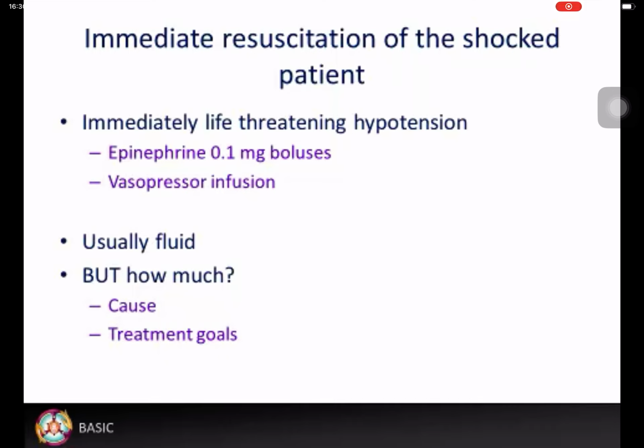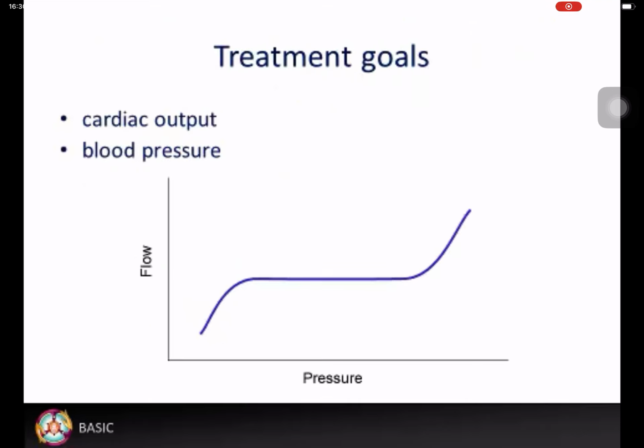Otherwise, initial treatment usually consists of fluid loading, almost regardless of the cause of the shock. The major question of how much fluid is dependent on the cause of the shock and the treatment goals. In general, treatment goals are to restore normal cardiac output and an adequate blood pressure. Organ blood flow is autoregulated within a certain range of blood pressures, but below and above this range, flow is dependent on pressure. It is therefore important to keep the systemic blood pressure within the limits of autoregulation.